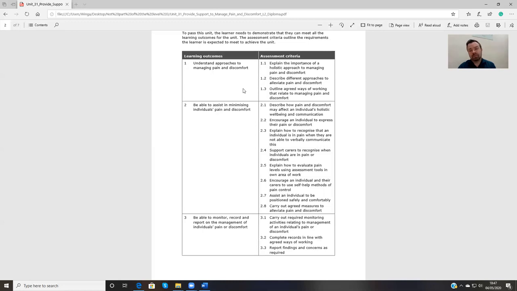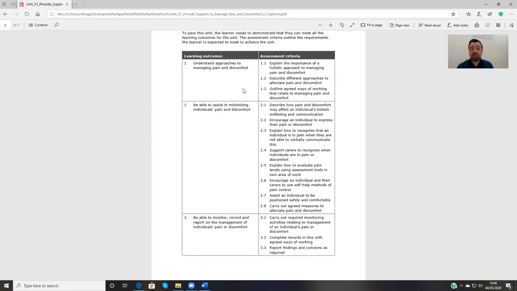We know the importance of being pain-free. If somebody's in pain, it can affect their mood, it can affect their appetite, and it ultimately affects their ability to recover. So it's important that when we work with people, we're using our signs and symptoms and our observations. We're observing the small detail, we're checking everything, and we're asking the right questions.